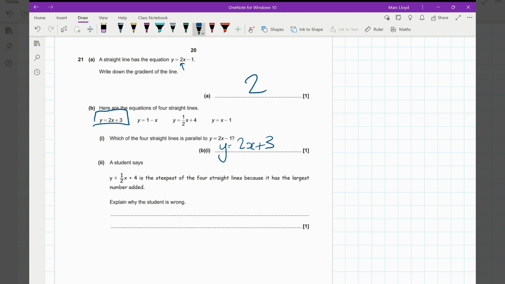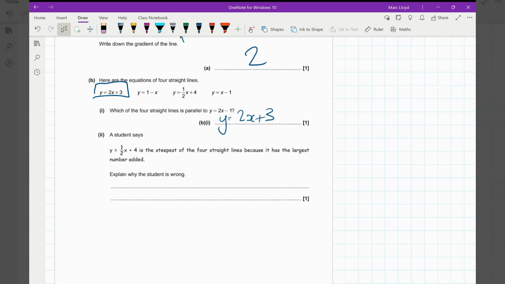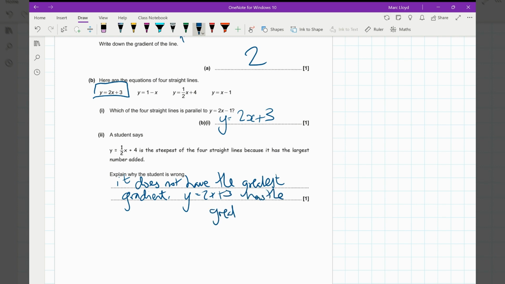A student says y equals a half x plus 4 is the steepest of the 4 lines because it has the largest number added. Explain why the student is wrong. So they're wrong because it does not have the greatest gradient. y equals 2x plus 3 has the greatest. So we're telling them why they're wrong, and then we're correcting them.